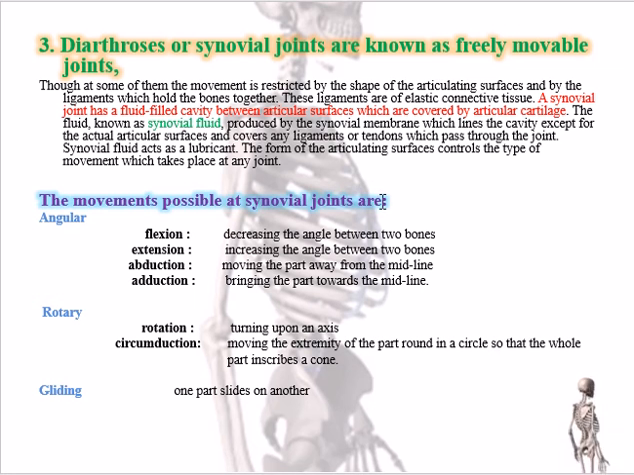The movements possible at synovial joints are angular, which include flexion, decreasing the angle between the two bones. Extension means increasing the angle between the two bones. Abduction, moving the part away from the midline. Adduction, bringing the part towards the midline. Rotation, turning upon an axis. Circumduction, moving the extremity of the part around in a circle so that the whole part inscribes a cone. Gliding, one part slides on another.